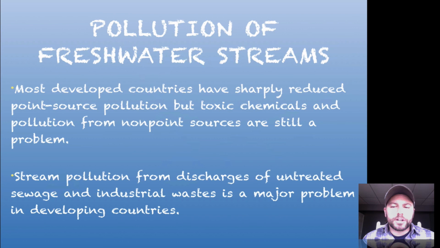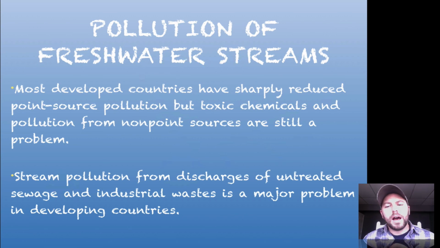We can see pollution of freshwater streams differing a little bit depending on where we are, whether we're in developed or undeveloped countries. But typically in our developed countries, point source pollution is not as big of an issue as it was, but chemicals leaching in, or non-point sources, are still a problem. There might be some industrial, but really agricultural sources are a big issue right now. And we're not also mentioning hydrofracturing, which may also be a potential issue here too.